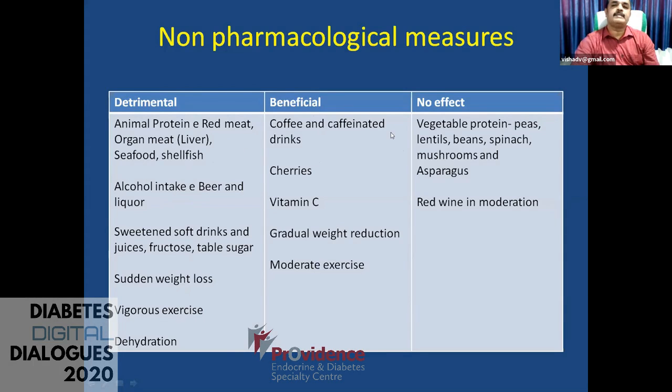What one has to remember is that although many of us advise very rigorous withholding of vegetable proteins, studies have shown that vegetable proteins are not really associated with hyperuricemia. It is only the animal proteins that we need to ask the patient to restrict.